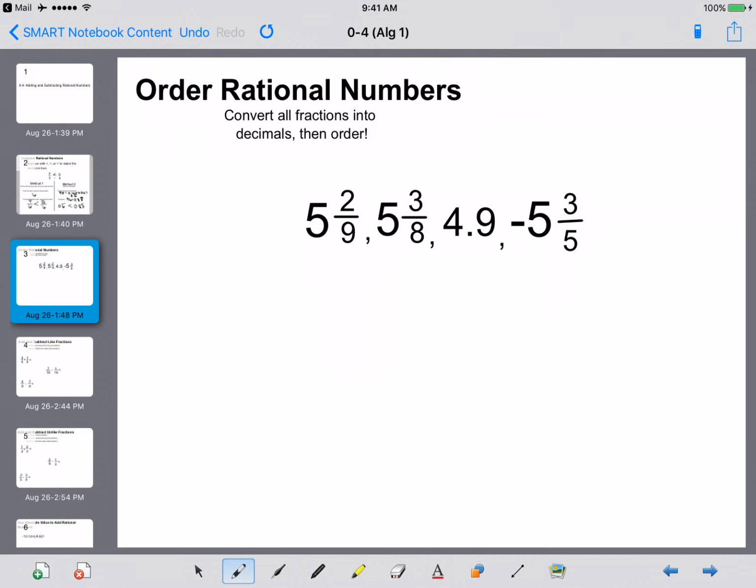Here we want to order rational numbers. So what we're going to do is convert all of the fractions into decimals, and then we're going to put them in order.